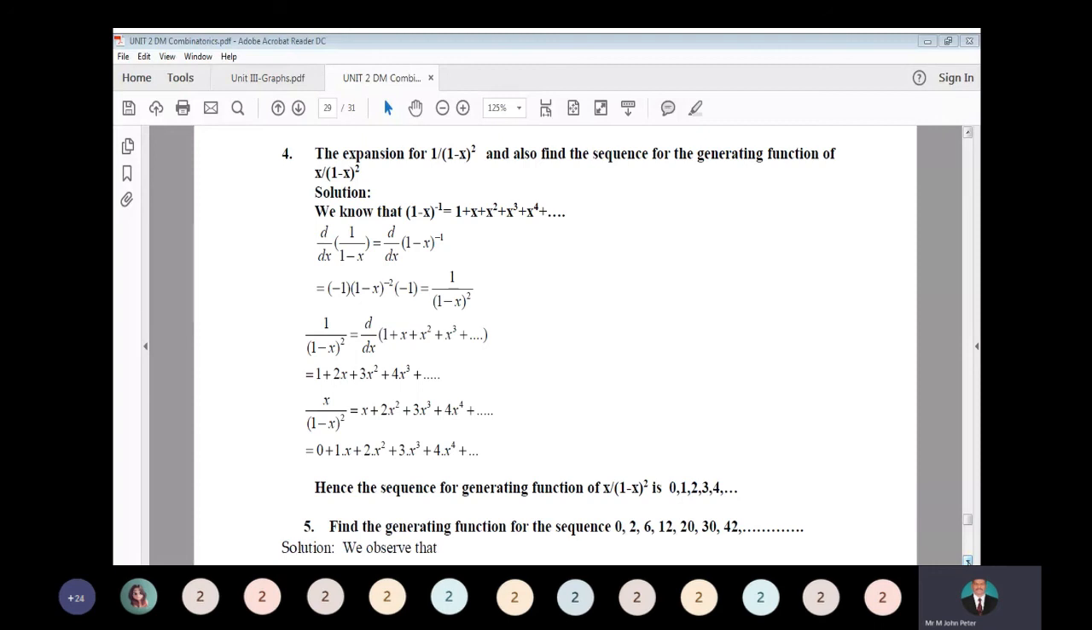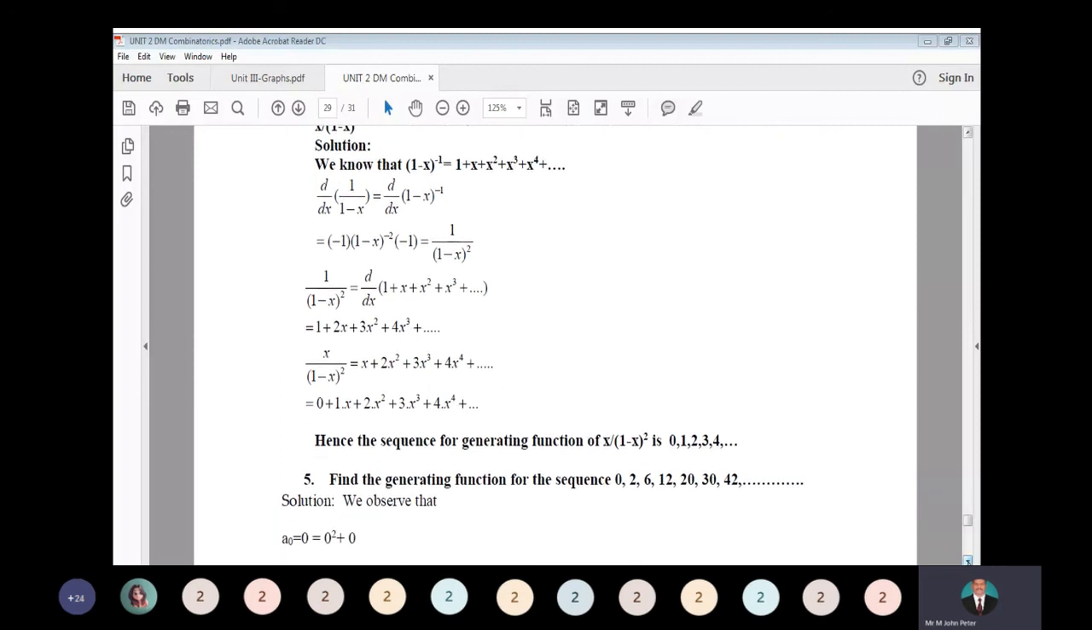So that is nothing but x divided by 1 minus x whole square equal to x plus 2x square plus 3x cube plus 4x power 4 and so on. That is equal to 0 plus 1 into x plus 2 into x square plus 3 into x cube plus 4 into x power 4 and so on. Hence the generating function of the sequence 0, 1, 2, 3, 4 is x by 1 minus x whole square.